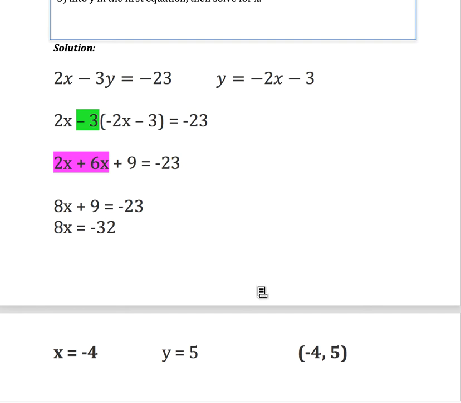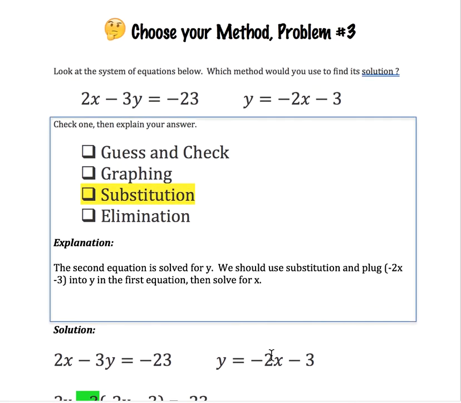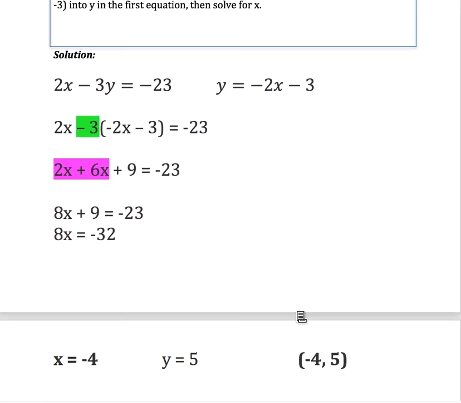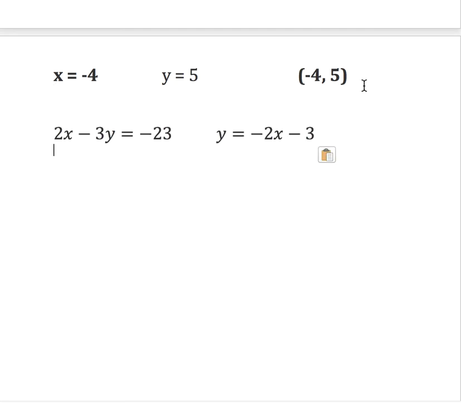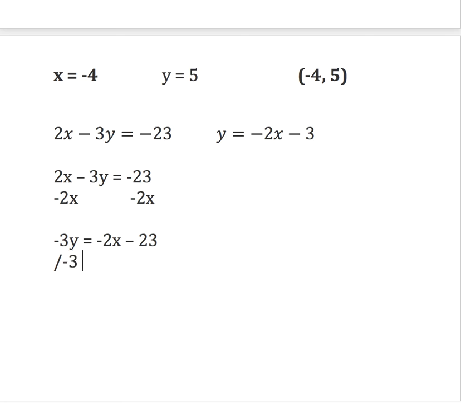Now let's actually graph this out and prove that if we graph these two lines, they intersect at negative 4 comma 5. So I'll copy these down here. This one's already in slope-intercept form. So let's take this first equation and manipulate it to get it in slope-intercept form, meaning we want to get y all by itself. Well, let's subtract 2x from both sides. And we're left with negative 3y equals negative 2x minus 23. And now let's divide everything by negative 3.